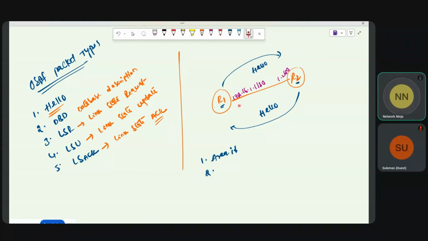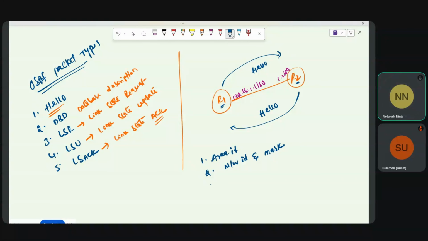If you are using the 172.16.1.1/30 network here, and on this particular interface you are using the 172.17 network, then both routers are not going to form the neighborship, because to form the neighborship both routers should have the same network ID and mask, or you can call it the subnet mask.